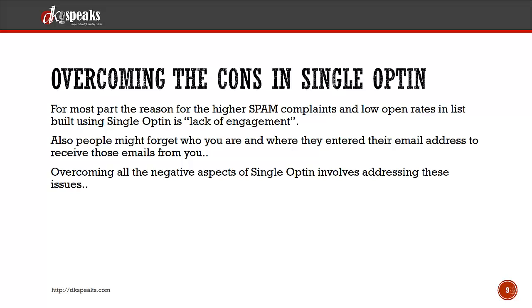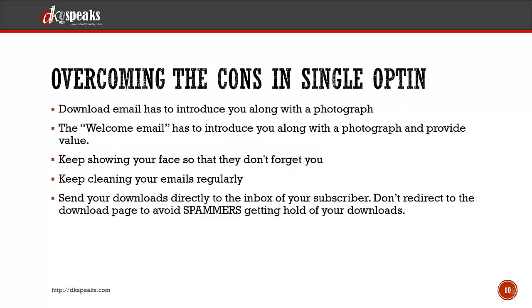Now, overcoming all of these negative aspects of single opt-in involves addressing these basic issues. Let's see how we do that. There are some things that I recommend that you do if you're going with single opt-in. 1. In the download email that you're going to send to your subscribers, introduce yourself along with a photograph of yourself. A proper introduction about who you are, how your email is going to help your subscribers, and what they can expect from you. These are just some things that should be there in the download email.